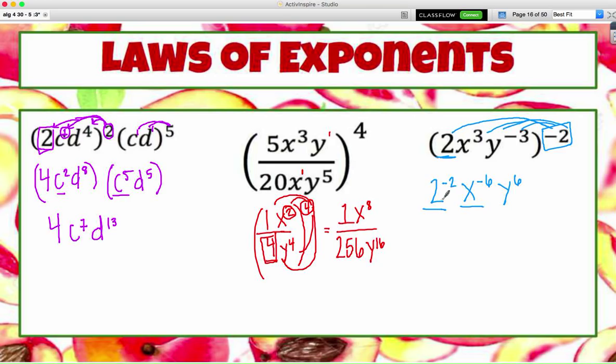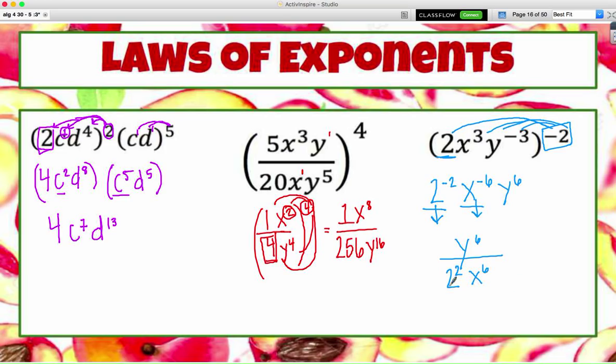Right now, they're in an understood numerator with an understood 1 underneath, so both the 2 to the negative 2 and the x to the negative 6 need to be moved to the bottom. Y has a positive exponent already, so it should stay up top. So I've got y to the 6 still on top. Now on the bottom I have 2 to the positive 2 power and x to the positive 6 power.